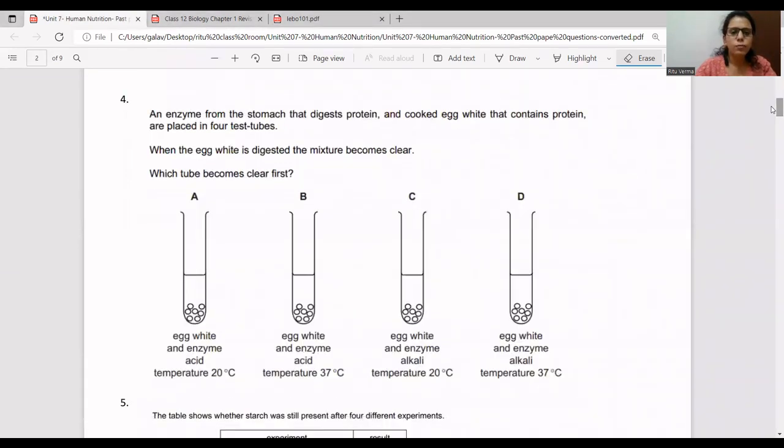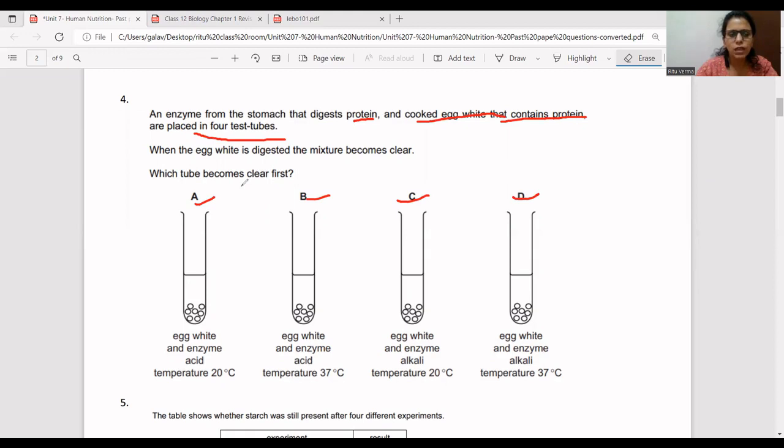An enzyme from the stomach digests protein, and cooked egg white that contains protein is placed in 4 test tubes. That means in the stomach one enzyme is present, and that enzyme helps in the digestion of protein, the same protein which is present in cooked egg white. So this enzyme from the stomach and the protein in the form of cooked egg white are placed in the test tubes. 4 test tubes, A, B, C and D. Now remember, read the question carefully. What is kept in these test tubes?